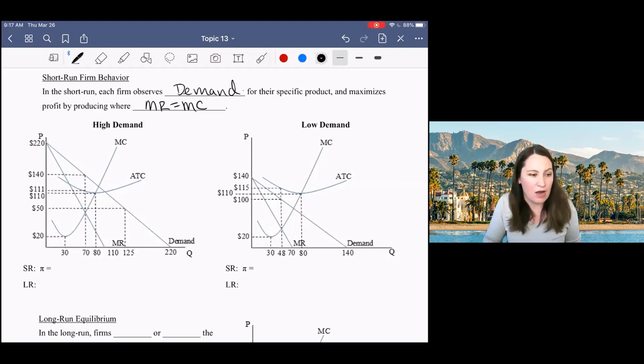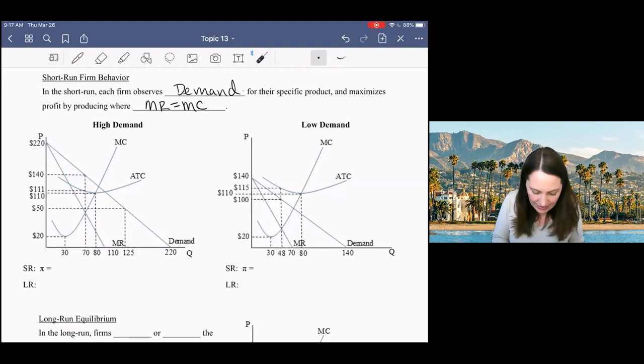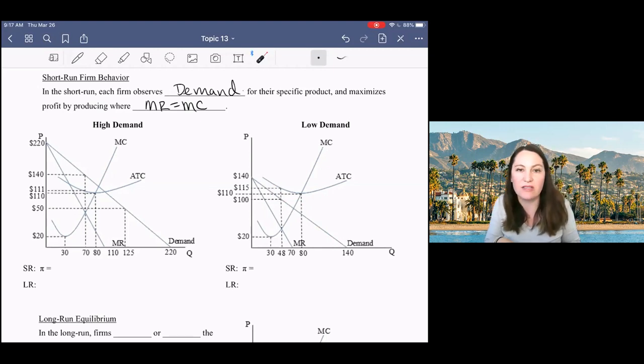Right, so I'm looking here at my graph. I have two graphs, right? One where I have a high demand curve, okay, and one where I have a low demand curve. And I have on these two graphs the exact same cost curves, okay? So we're pretending here we have the same firm in both situations. We want to see what happens if demand is high, what happens if demand is low, okay? And remember, this is demand for this particular product.